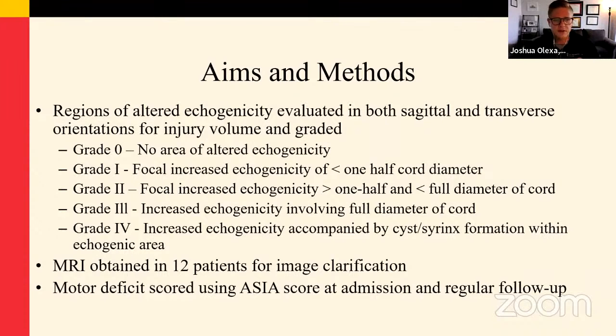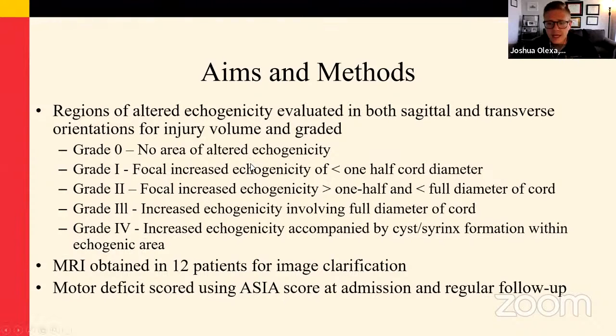So grade 0 obviously is no abnormal echogenicity. Grade 1 was a focal injury with increased echogenicity that you can see on the ultrasound, less than half of the overall cord diameter. Grade 2 was focal increased echogenicity between half and full diameter. Grade 3 is involving the full diameter of the cord, and then grade 4 would be full diameter plus the formation of a cystic syrinx in that area, which you can also see on the ultrasound.